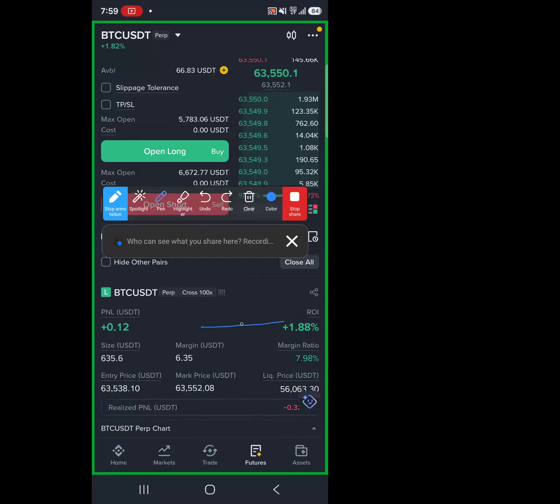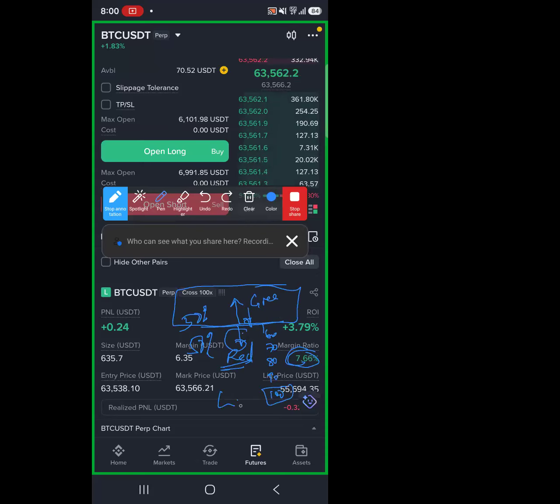So if it is above 50%, it will be green. If it gets below 50%, it turns red. So if your margin ratio is green, that means you're still safe. You are still above 50. But when it turns red, it means you're getting into the danger zone. So as it goes to 60, goes to 70, goes to 80, 90, 100, poof, that's when you get liquidated.